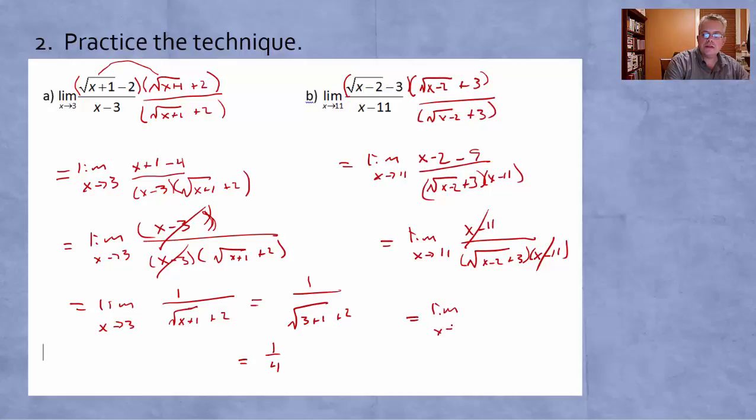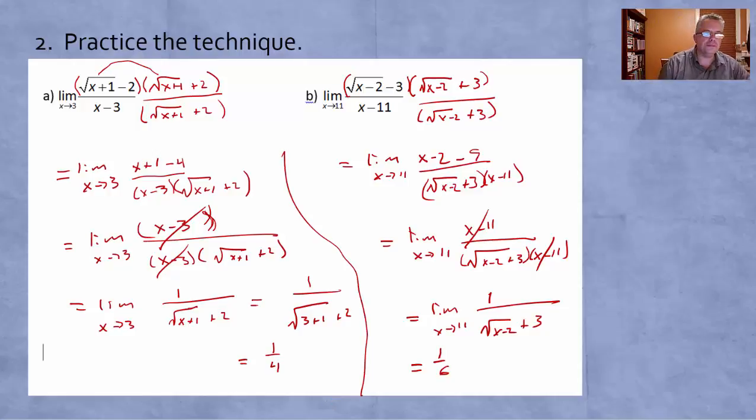We have the limit as x approaches 11 of 1 over square root of x minus 2 plus 3. Wow, when I put in 11, that's the square root of 9, which is 3. 3 plus 3 is 6. This is 1/6. I bet you didn't expect to be doing this when you woke up for breakfast this morning.